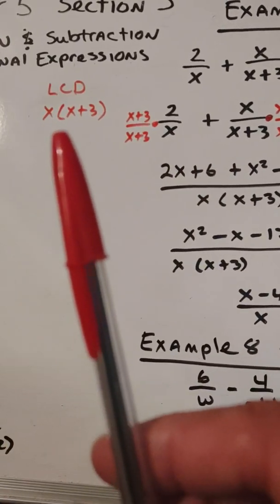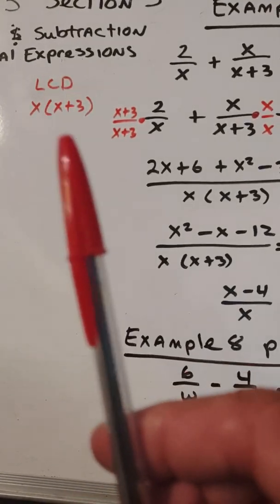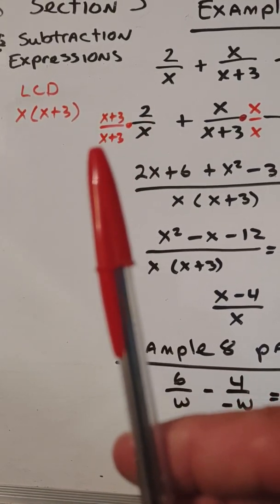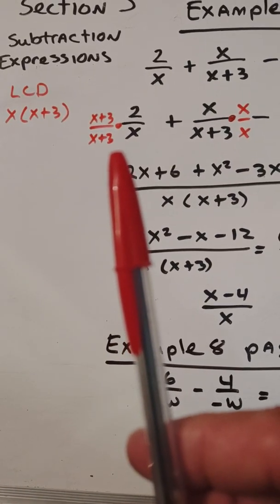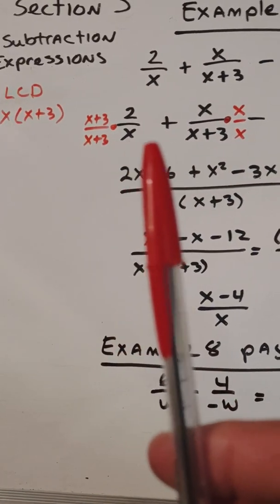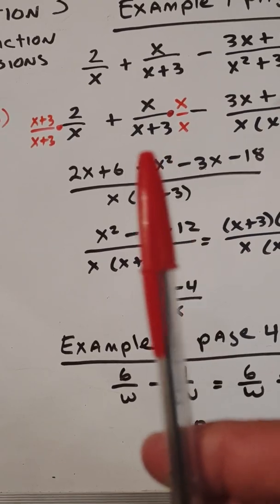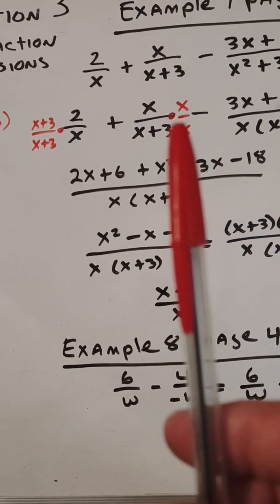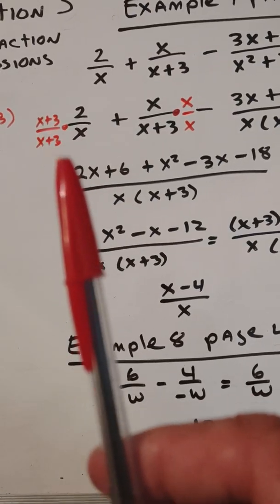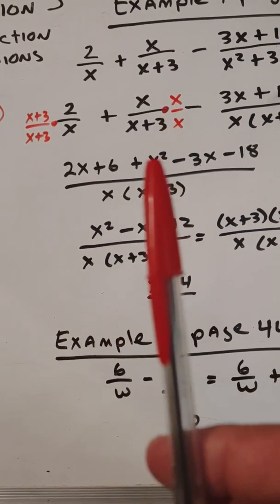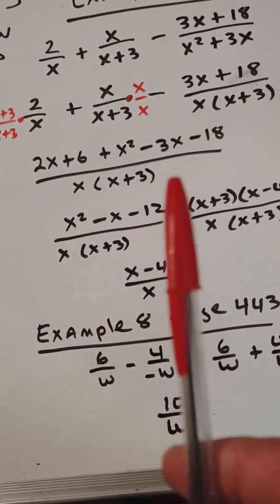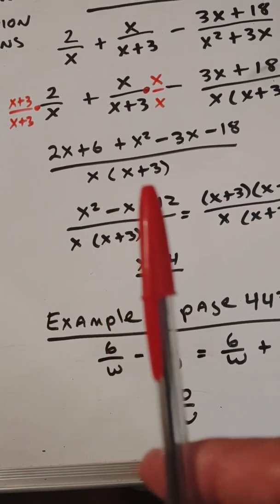So x times x plus 3 is our least common denominator. We have to multiply this by x plus 3 to get x times x plus 3 on the bottom, multiplying top and bottom by it. We have to multiply this by x on the bottom to get x times x plus 3, top and bottom. Multiplying this, we get 2x plus 6. Here we get x squared. Distribute this minus, we get minus 3x minus 18, all over x times x plus 3.